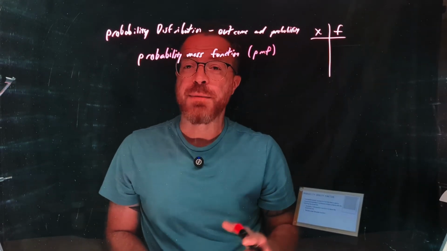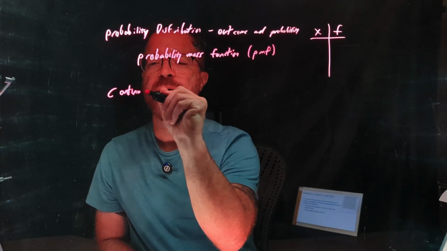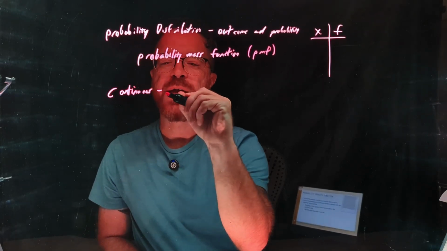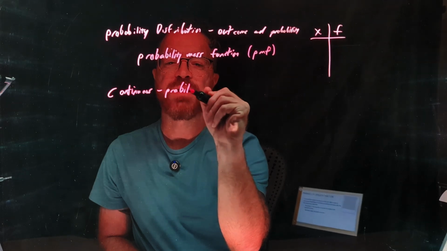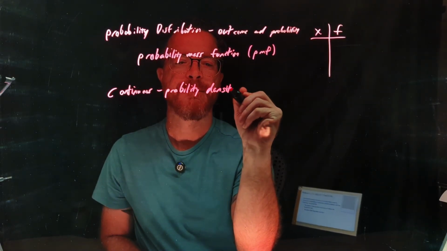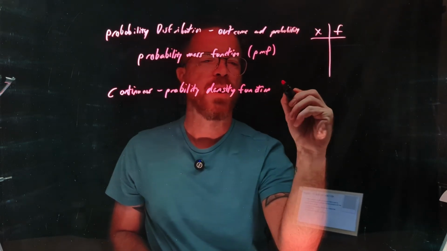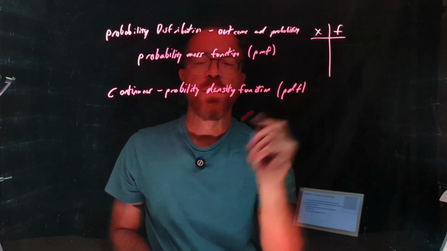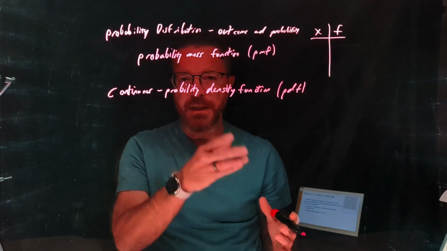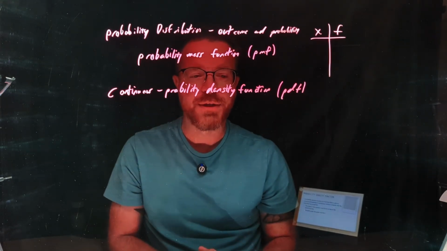For our continuous probability distributions, we actually have what's called a probability density function, or a PDF, which describes every possible probability given some input from our infinite number of possible inputs.